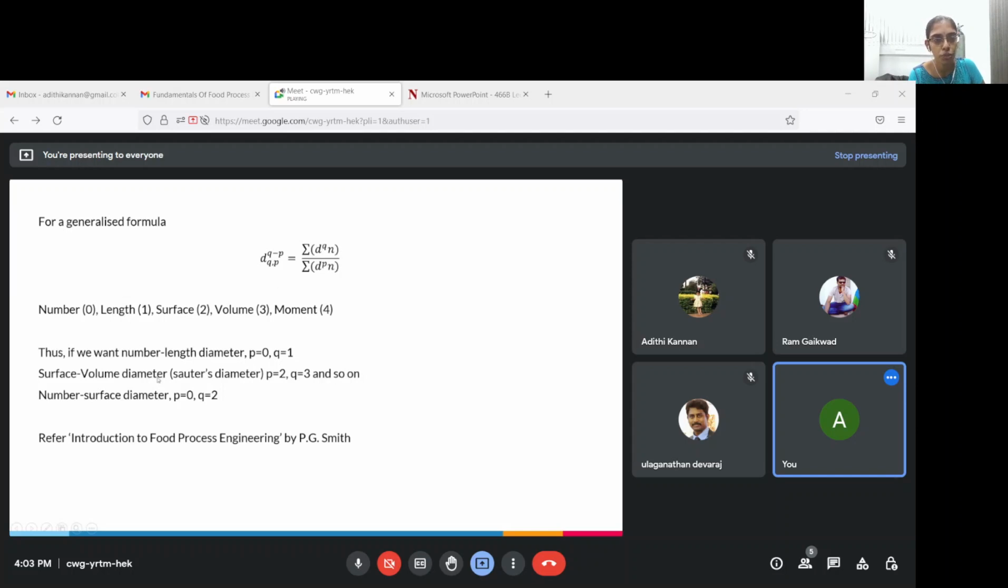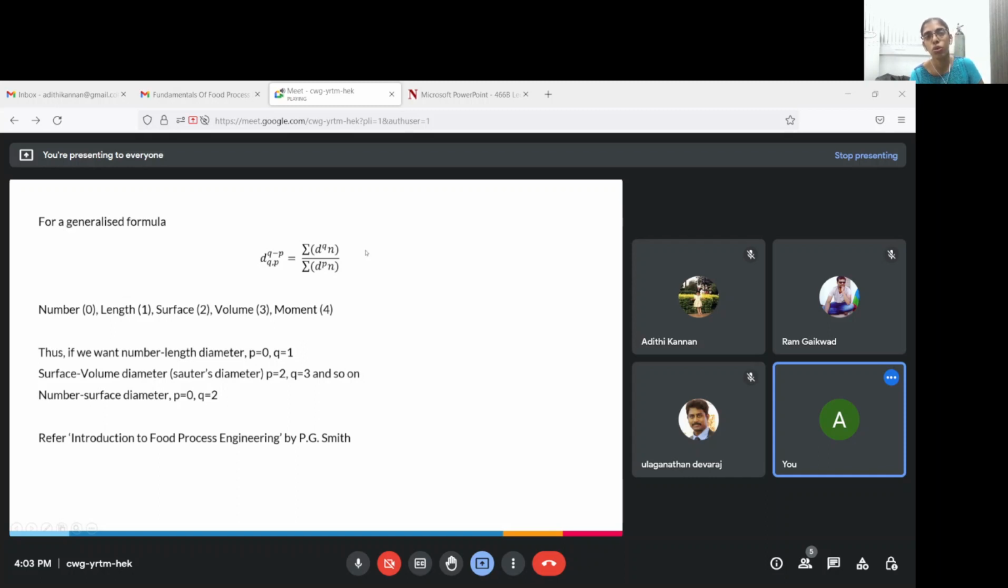In case of surface volume diameter, which is the Sauter's diameter, surface will be p and the second will be q. So surface is 2, volume is 3. So p is 2, q is 3. When you substitute here, you will get d cubed n divided by d squared n, which is the same formula that we saw in the previous slide. Same for number surface diameter, which is nothing but your surface diameter as mentioned in the previous slide. Number, that is p, will be equal to 0. Surface, that is q, will be equal to 2. So again, when you substitute here, you will have d squared n divided by d to the power 0 n.